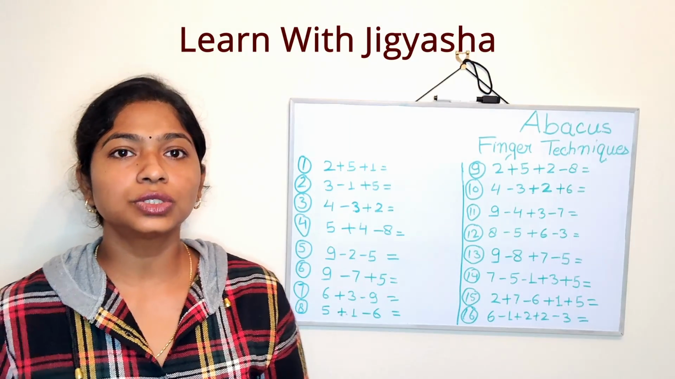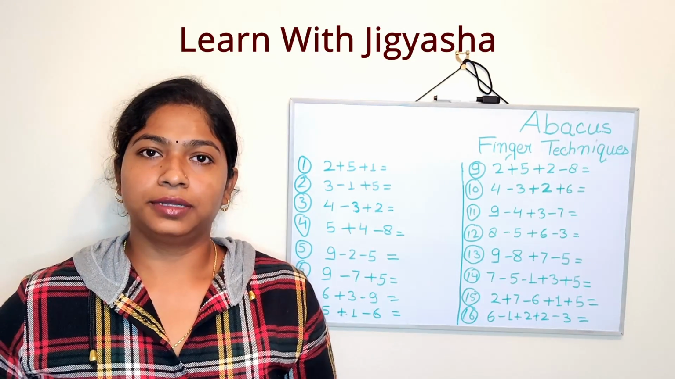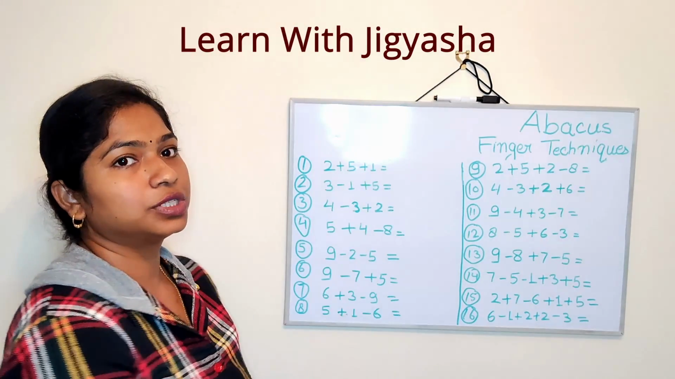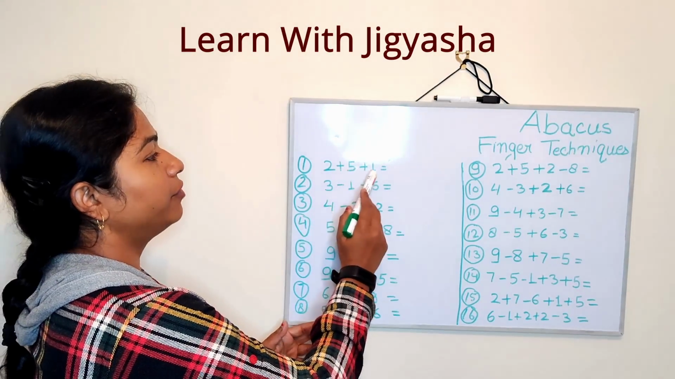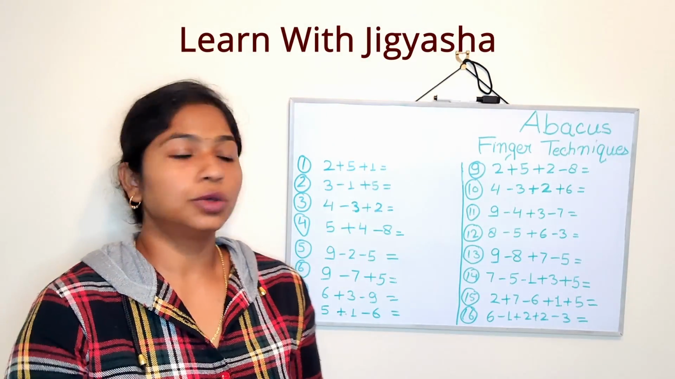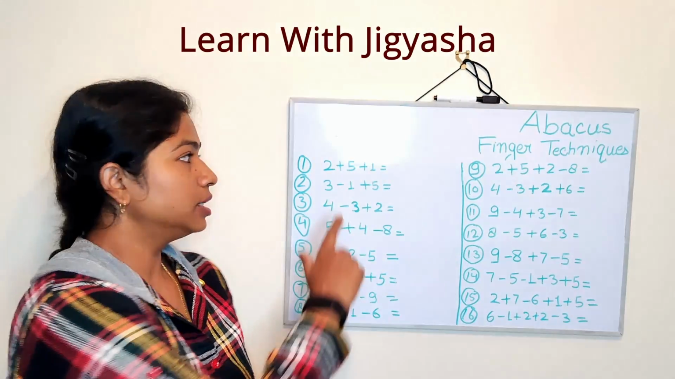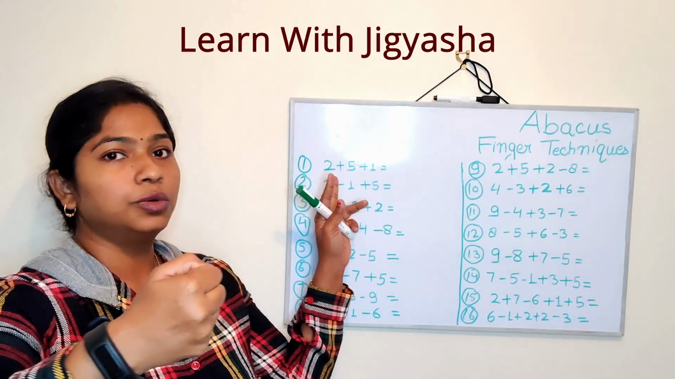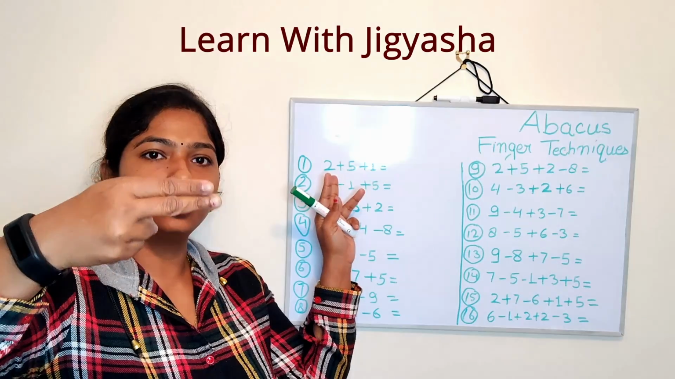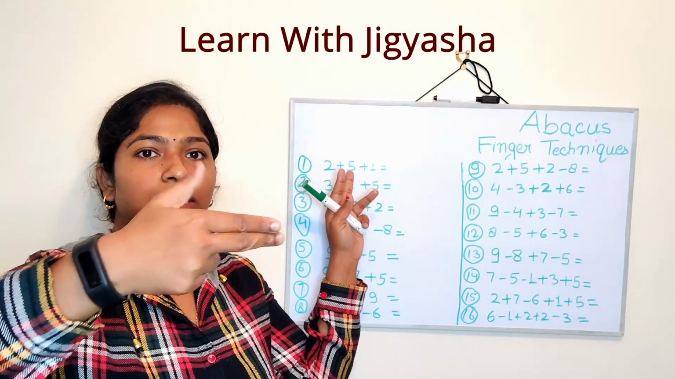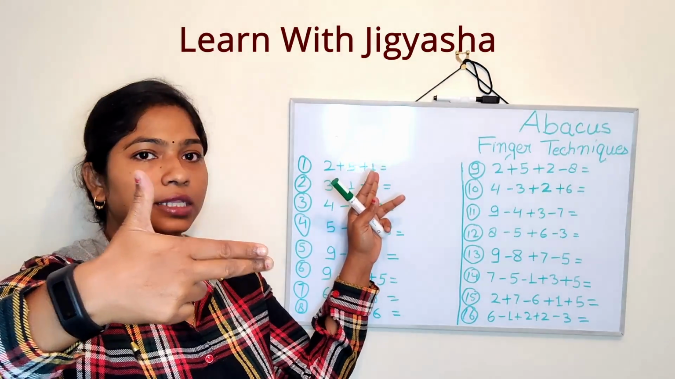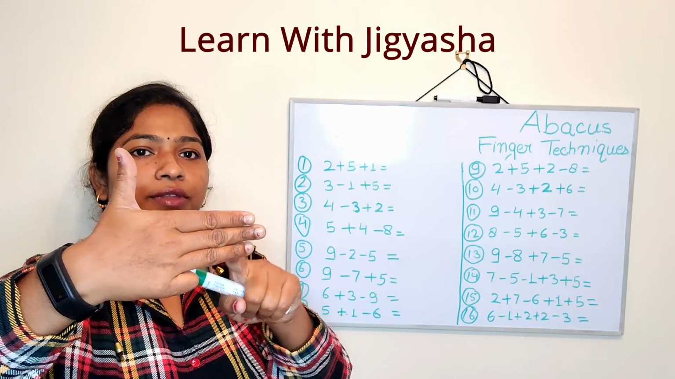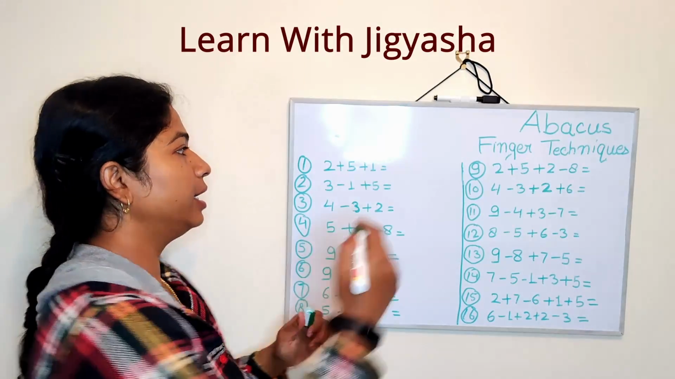Okay, so let us take some questions and start solving them. So our first question is 2 plus 5 plus 1. Okay, so these are single digits, correct? So these digits will go on the right hand, correct? So this is 2, so we take 1 and 2. This is 5, so this is 5. Now this is 1, so add on 1. So what is the answer? 5, 6, 7, 8, right? So I'll write 8 here.